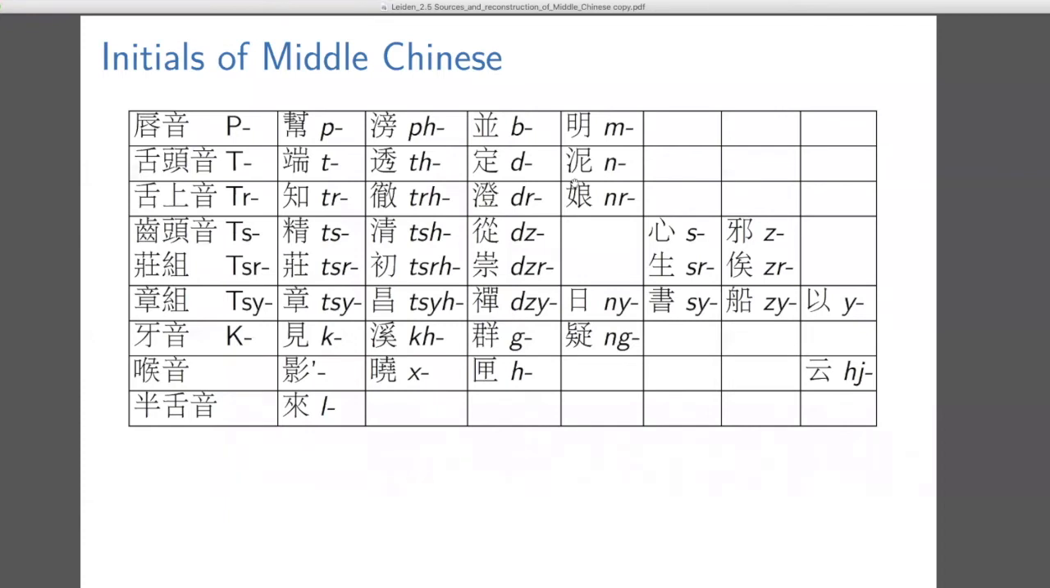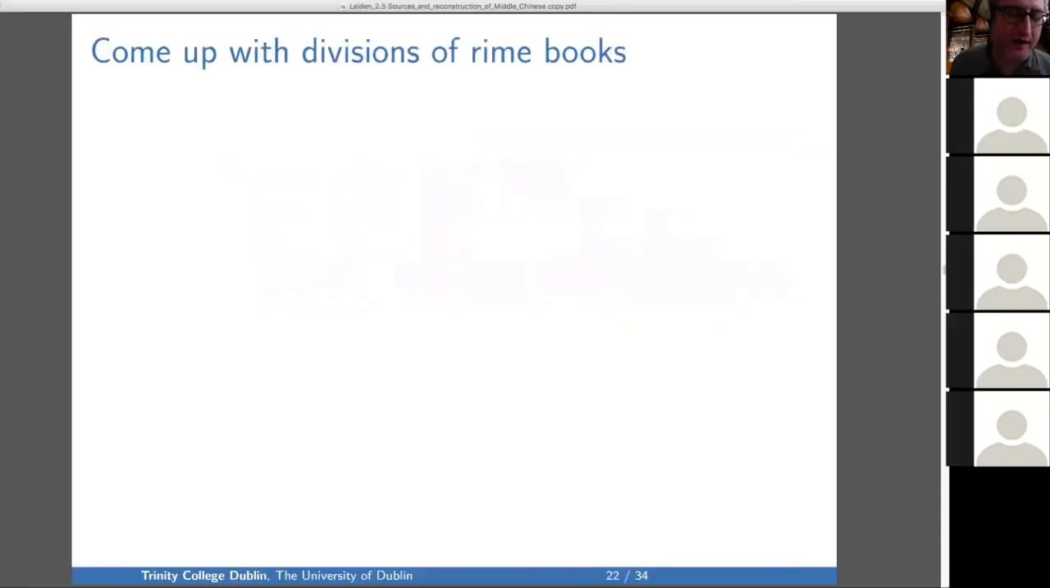But I don't think there's anyone who analyzes Old Chinese as having tonal contrasts along the Qing versus Zhuo distinction. There are people who analyze Middle Chinese in that way. Okay, so now we want to come up with the divisions.